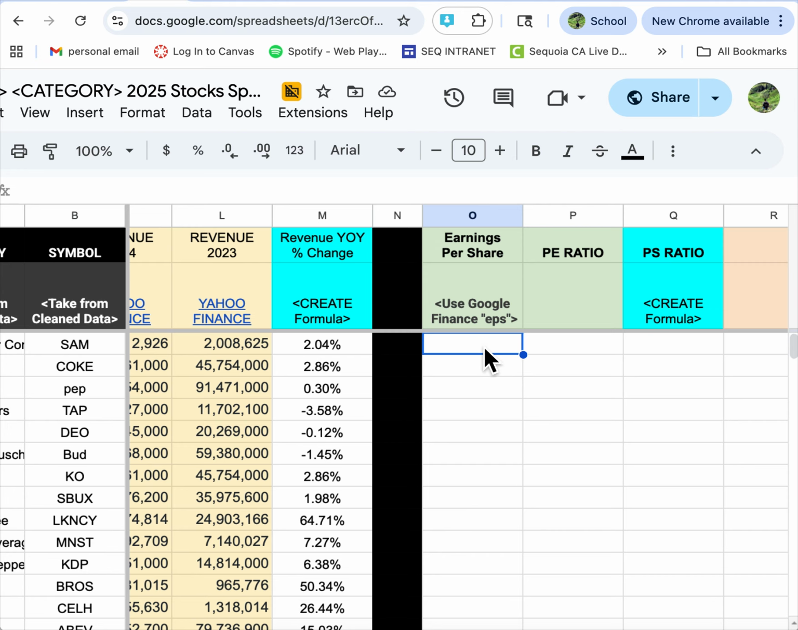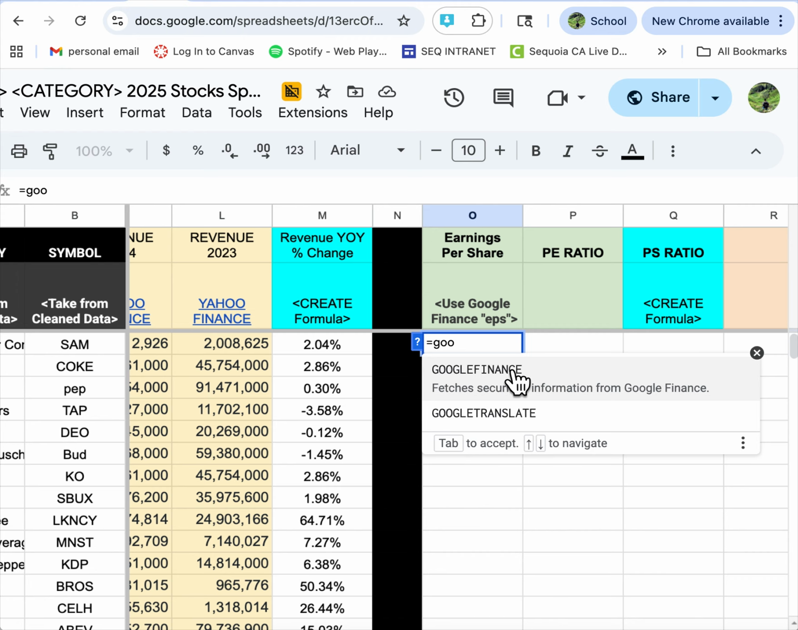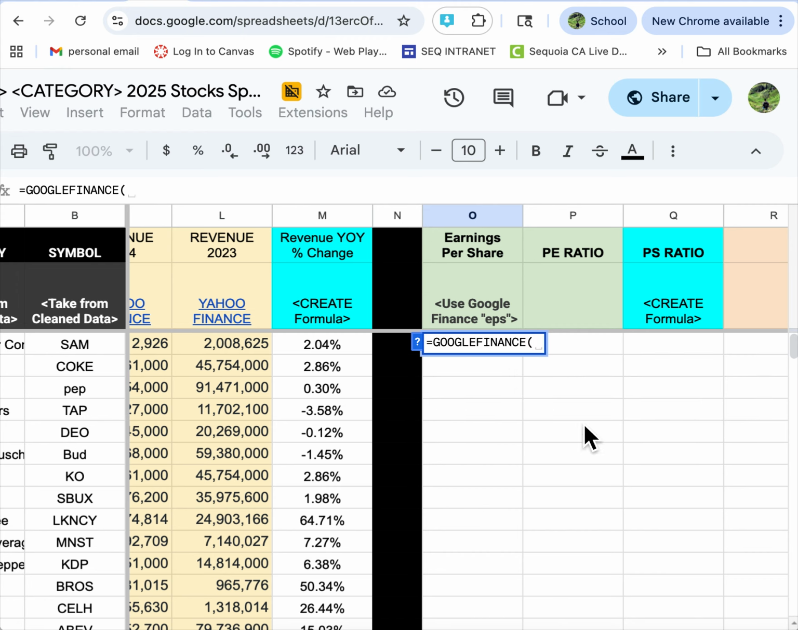So the first thing I want to know is how much profit they are making if I was to divide it up by all the shares that they have. So we can look that up. It's called earnings per share. It's a Google Finance thing that we can do. So equals Google Finance. We click on the symbol, and I want to find out how much money they're making per share, earnings per share.